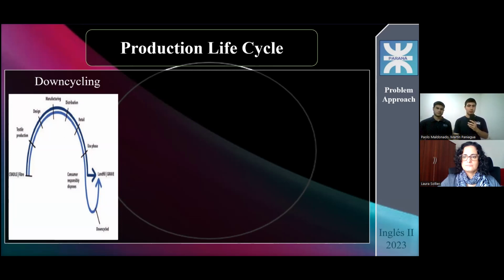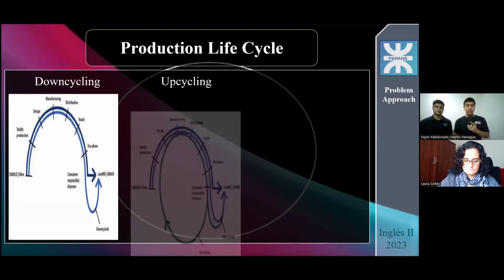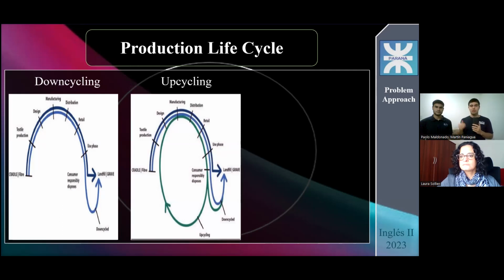The second type of circular economy is upcycling. This is like downcycling because it takes a discarded product and transforms it into a new product. However, this new product is more valuable than the original product. For example, in Brazil, there is a company that transforms discarded t-shirts into juice.